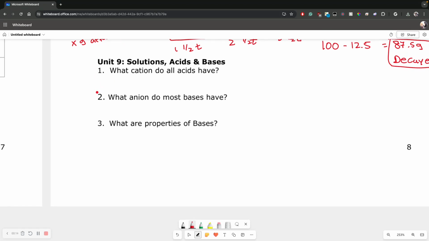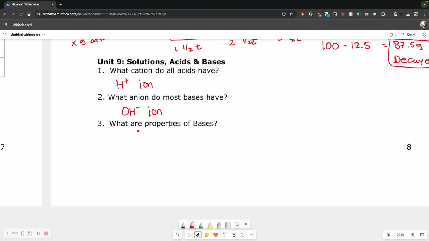For solutions, acids, and bases, we'll get started with question 1. What cation do all acids have? The H plus ion. What anion do most bases have? We're going to have the OH minus ion. It's called the hydroxide ion.